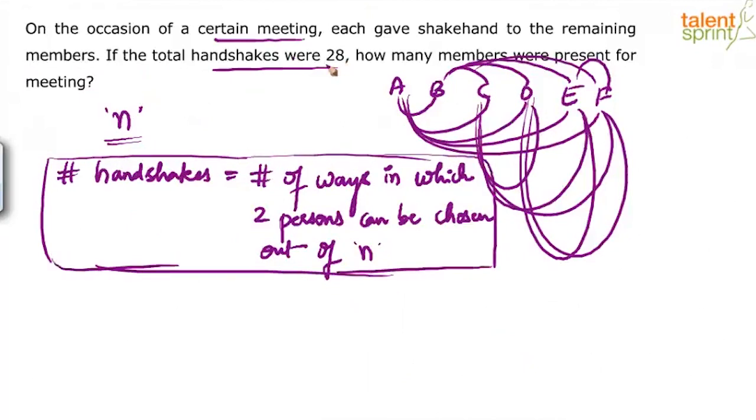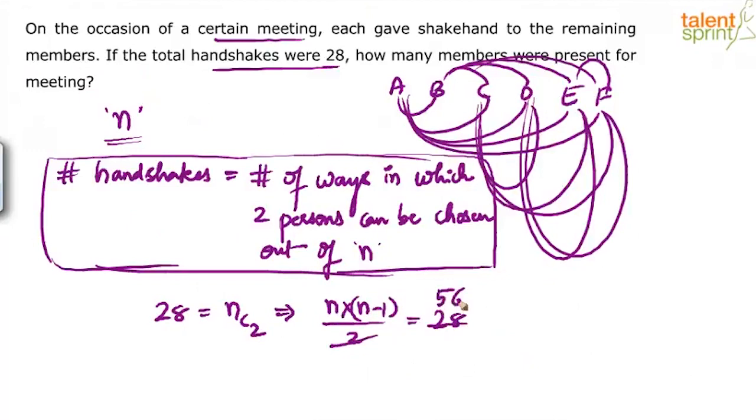So can I say the number of handshakes as per the question is 28? So can I say 28 is equal to nC2? And what is nC2? How do you find nC2? nCr is n into n minus 1 by r into r minus 1. So nC2 is n into n minus 1 by 2, which is equal to 28. Or n into n minus 1 is 56.